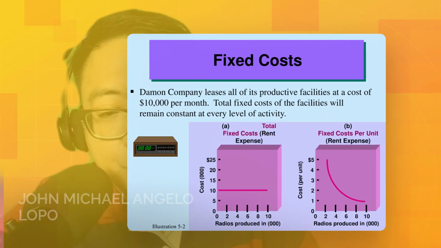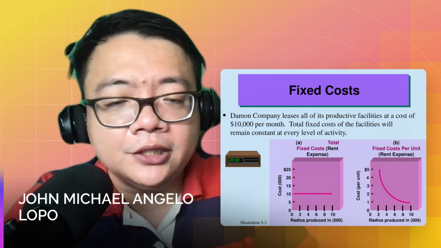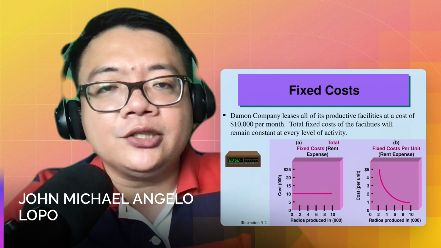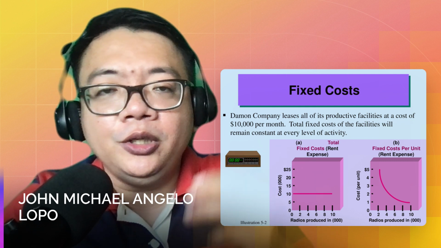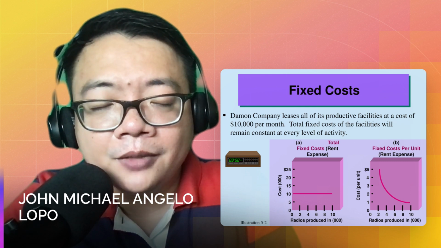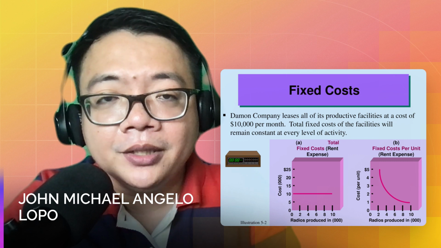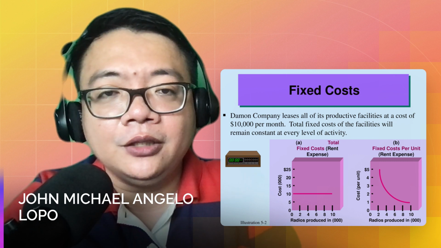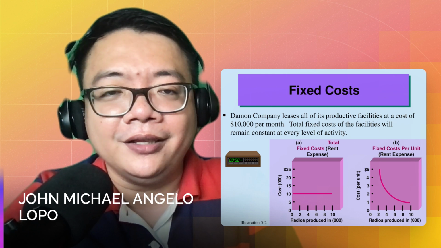Alright, again, we go back to our definitions of the variable cost and fixed cost. Variable cost total will vary with your activity level, while your variable cost per unit will remain the same regardless of your activity, while your total fixed cost will also remain the same regardless of your activity level, but the fixed cost per unit will vary inversely with your activity level.